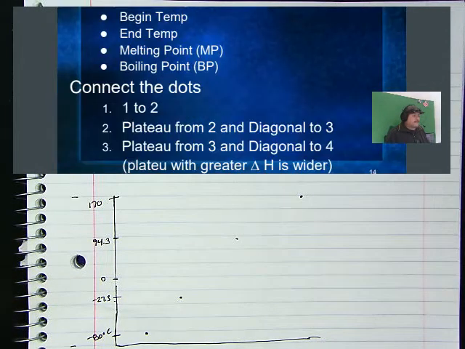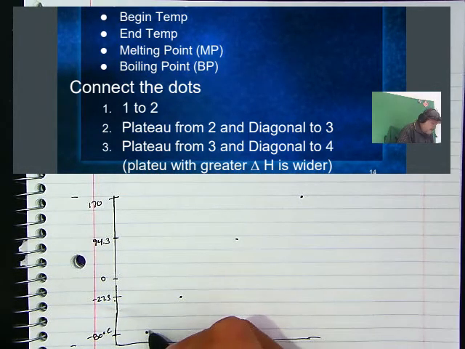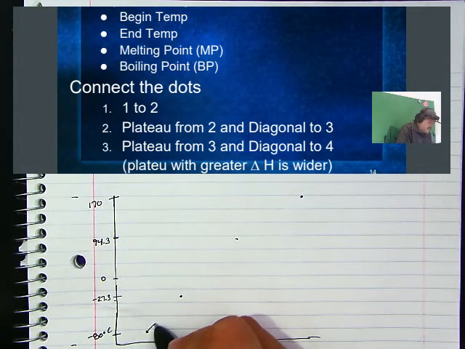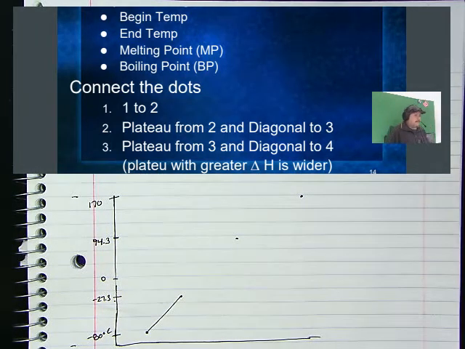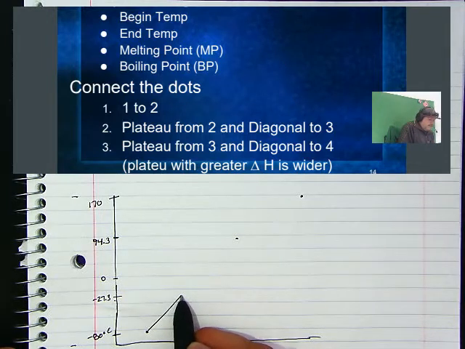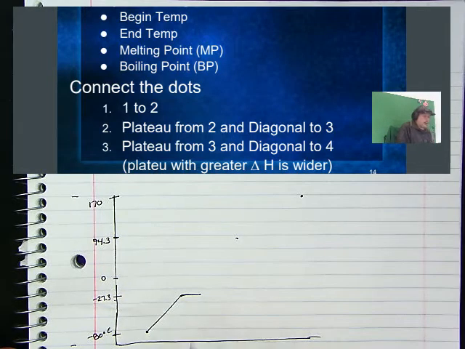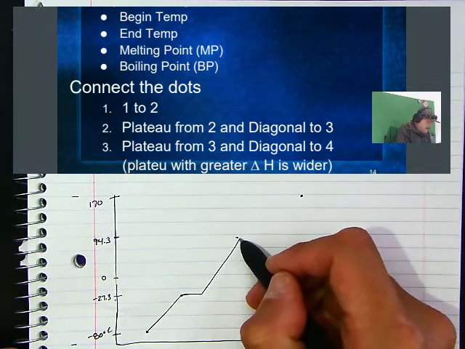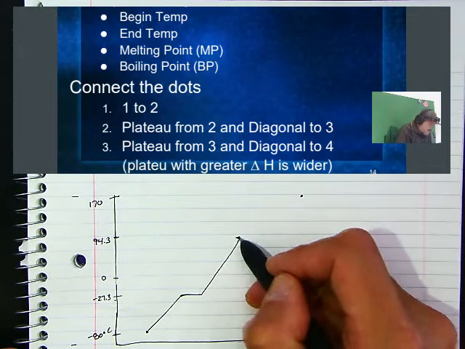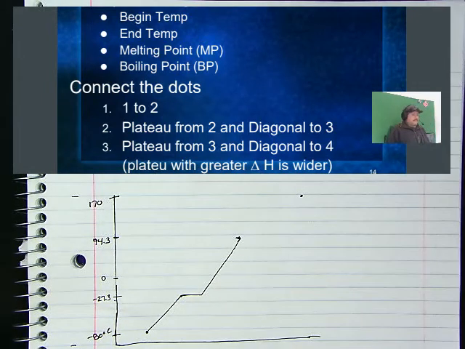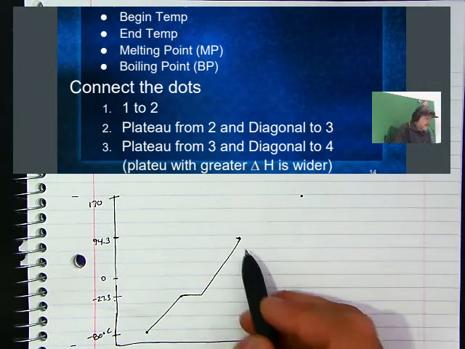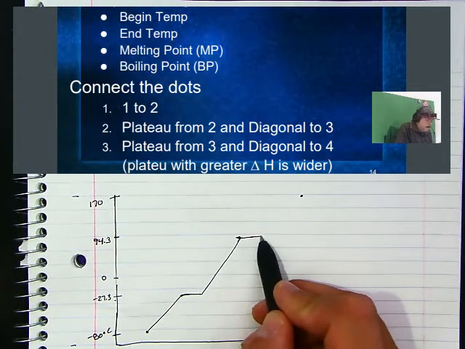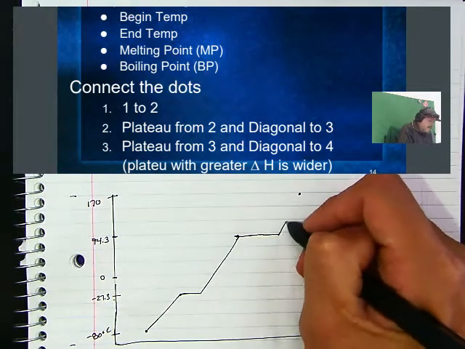Okay, so the next thing I have to do is connect the dots. It says there, connect the dots. So the first thing I connect is 1 to 2. Look at the screen. Here's my first dot to the second dot. I connect. Then it says plateau from 2. Plateau means a straight line like that. Plateau from 2 and then diagonal to 3. So there's my plateau. I'll make the dot a little bigger so I hit it better right there. And then step 3 says plateau from 3 and diagonal to 4. So there's that. And I go diagonal again.